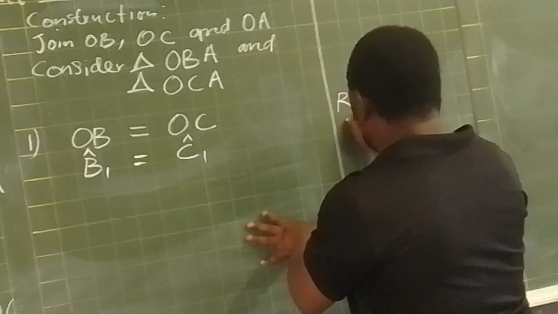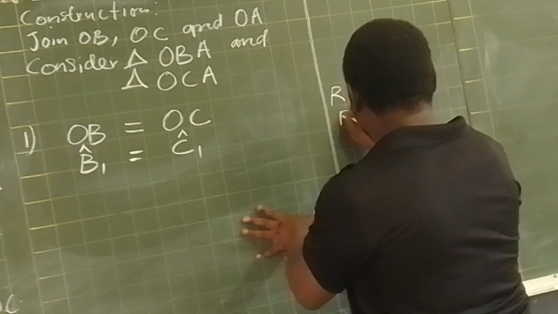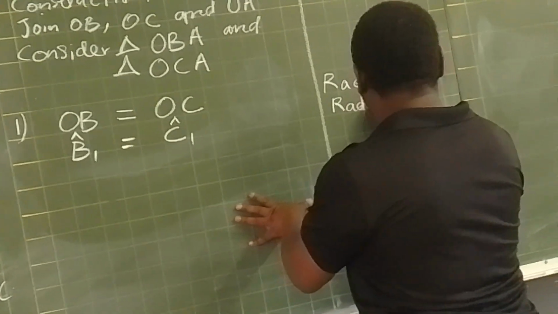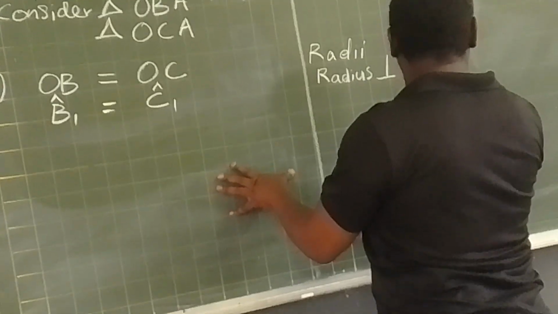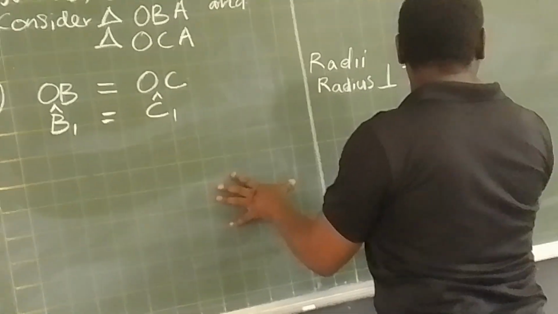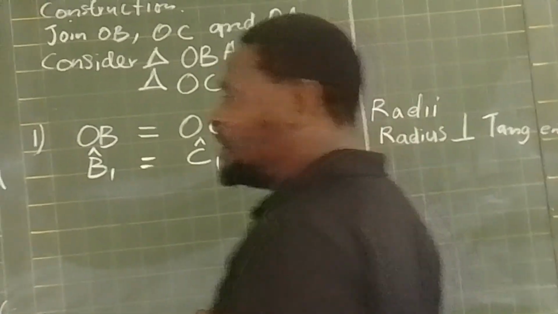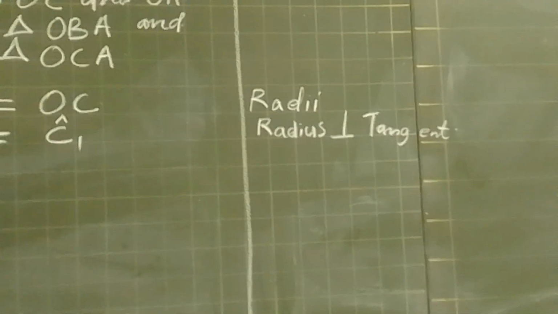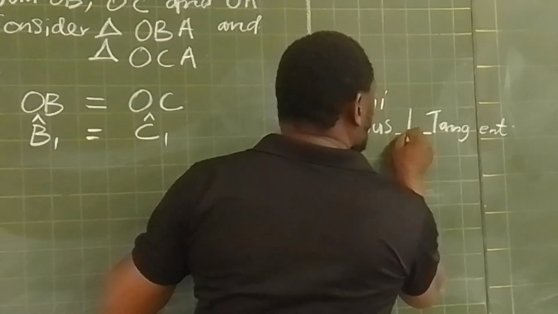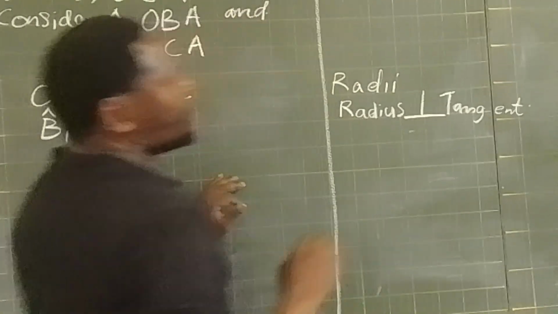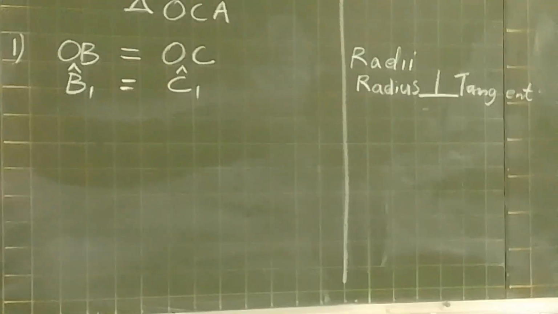Why? Because the radius is perpendicular to the tangent. We have proved that in the previous theorem. The radius is perpendicular to the tangent.